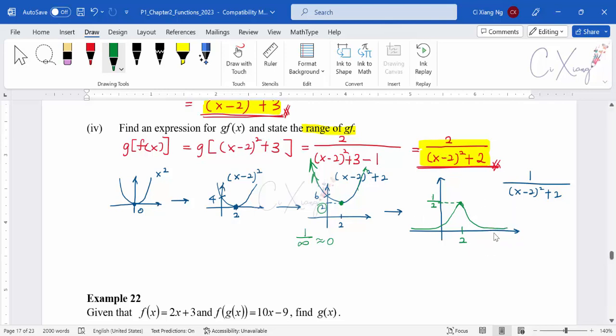Okay, then again, like what I mentioned earlier, if possible, try to label the y and x intercepts. For the y-intercept here, I go back to the value just now. Just now my y-intercept was 6. So when I want to draw the reciprocal function, I need to take 1 divided by 6. So this particular value is actually 1 divided by 6.